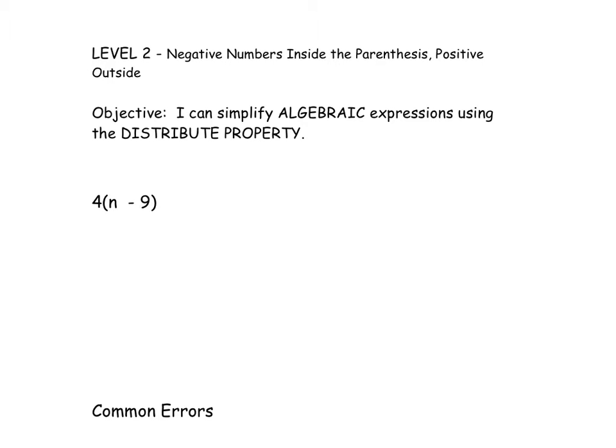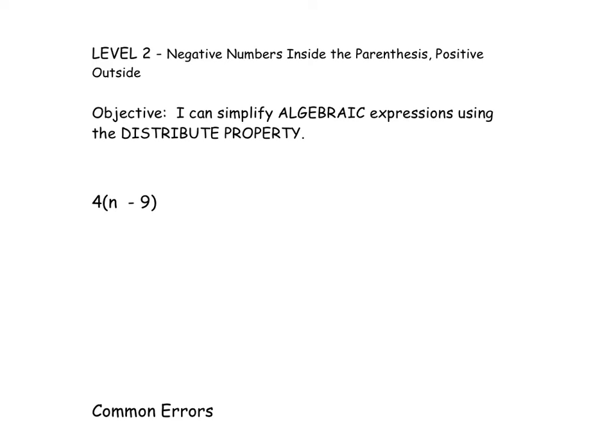Now we're going to work on what I'm going to refer to as level 2 expressions. These are negative numbers inside the parentheses and positive numbers outside. Again, our objective is I can simplify an algebraic expression using the distributive property. And algebraic means that it contains a variable.